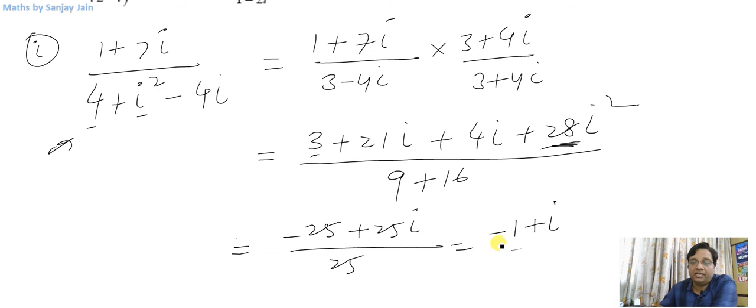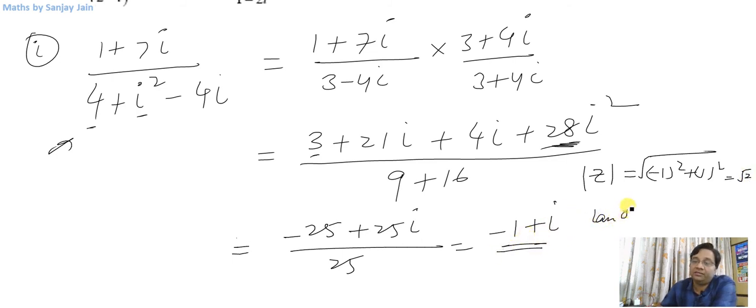Now I need to write it in polar form, so I will require its modulus. So what is the modulus? It is the square root of (minus 1) squared plus 1 squared. It will be equal to root 2. And what will be the argument? So if you see, tan phi will be equal to 1 over mod of minus 1. So phi will be equal to pi by 4.